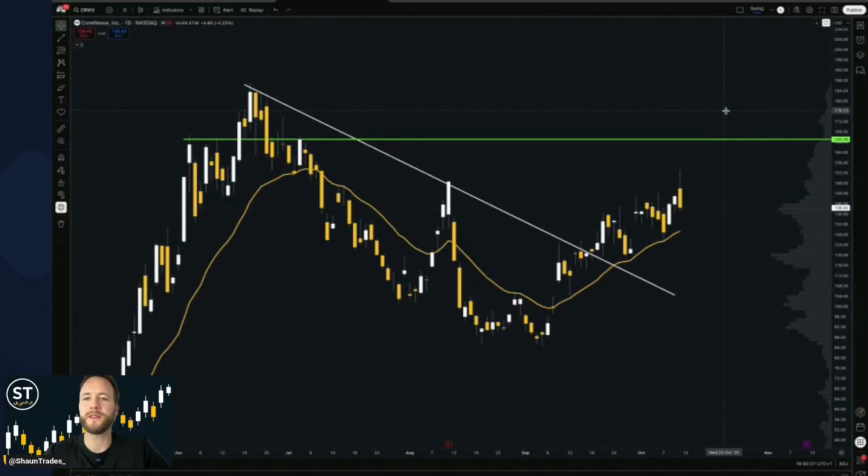We'll move on to the next one. So this is the next example here. We've got CoreWeave on the screen. This again is a swing trading example, and this is typically my setup. This is what I trade with more often than not, and this is just a simple trend line breakout trade.